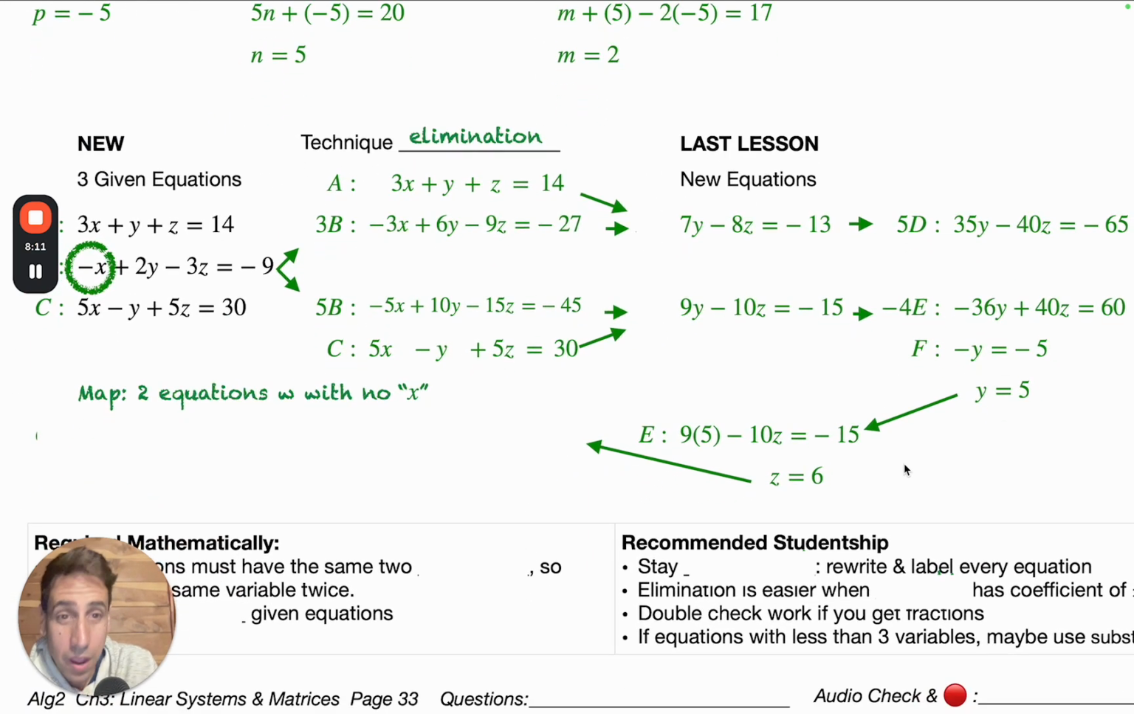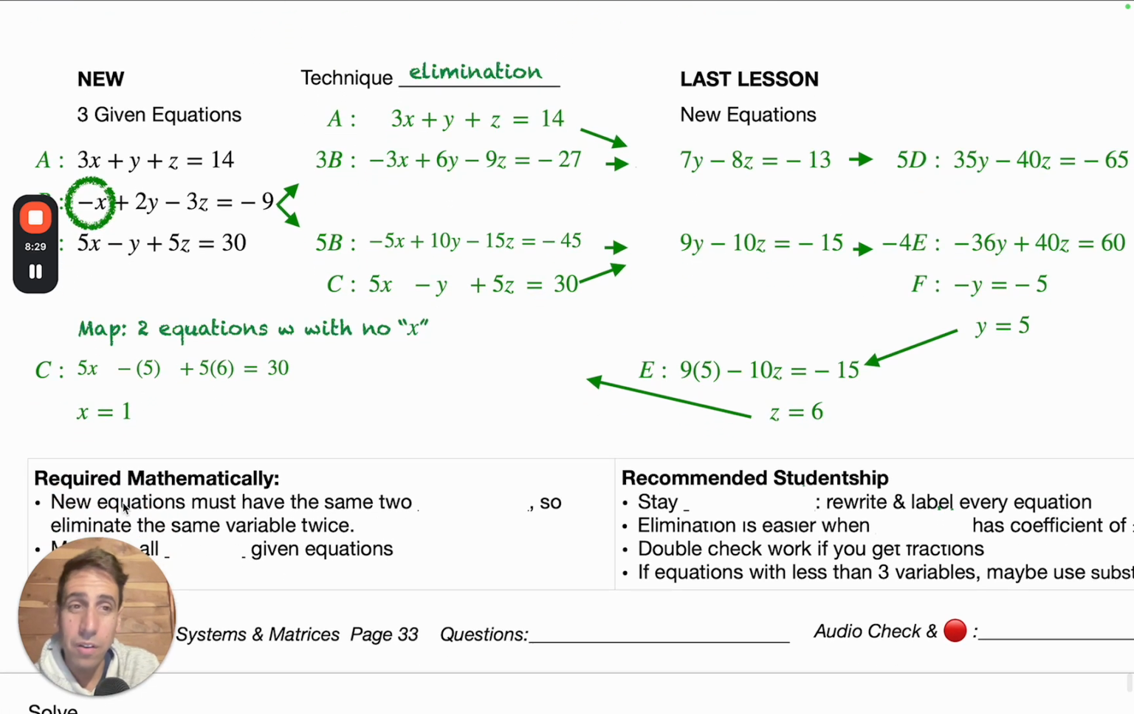So I know what y is, I know what z is. I need to go back all the way to the original, and I'll use equation C. No real strong reason, I could have used any of the three of these, but I'm going to plug y and z in here, and I just don't know x, and when I solve it, I get x equals 1. Wow, okay, so I now know what x, y, and z are all going to be. That's a long, long process.